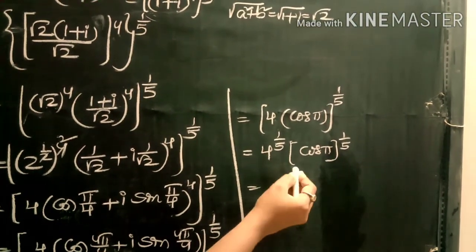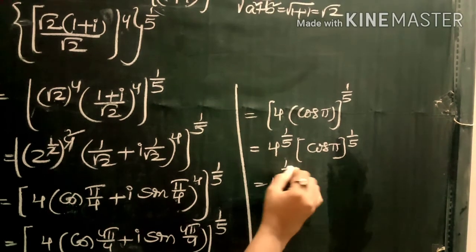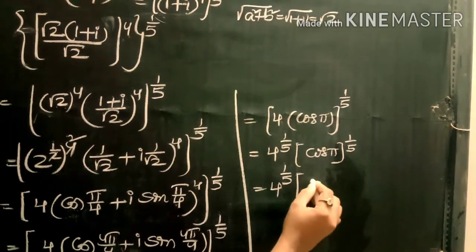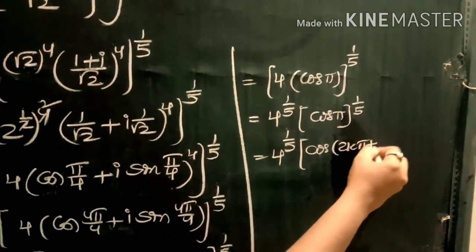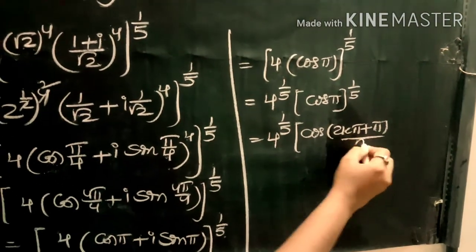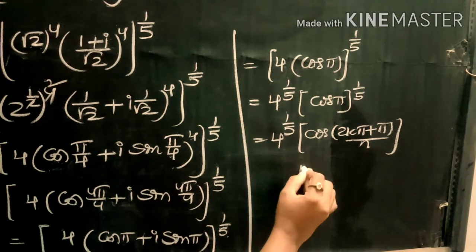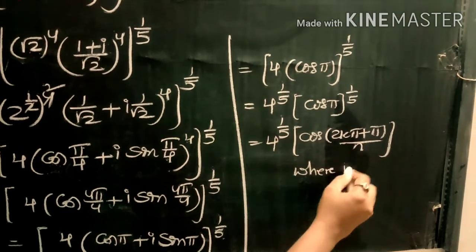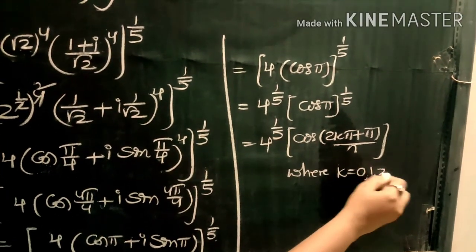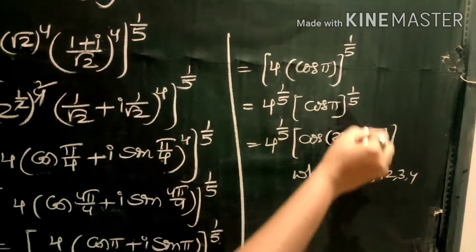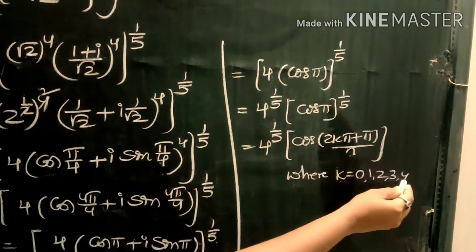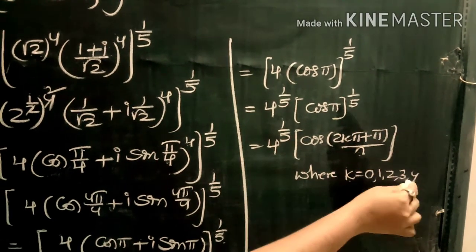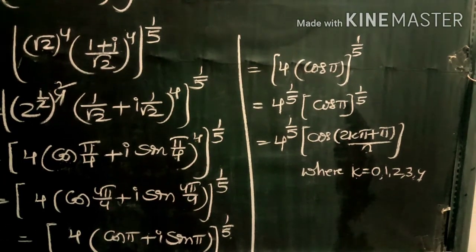Now finding all values of this expression: 4 power 1 by 5 into the all values formula, cis of (2k pi plus theta), that is 2k pi plus pi, whole divided by n, where k is equal to 0, 1, 2, 3, 4. Here in place of n we have 5, n is equal to 5, and we take the k values up to n minus 1, that is up to 4, where k is equal to 0, 1, 2, 3, 4.